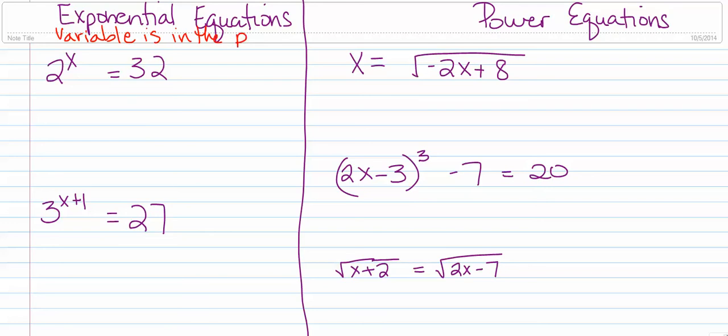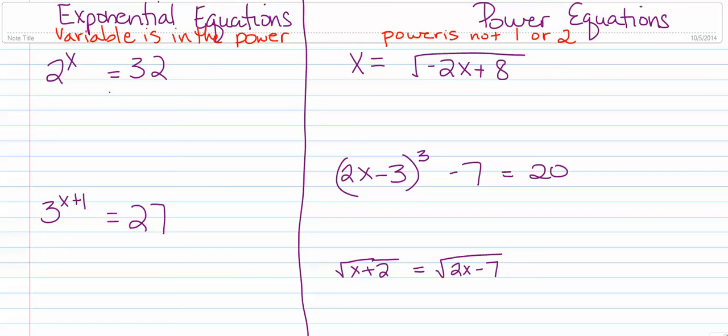In power equations, the power is not 1 or 2, typically. It could be a 3 or a 4, or it could be a fraction, a decimal, whichever way you want to look at that. So let's take a look first at the exponential equations.